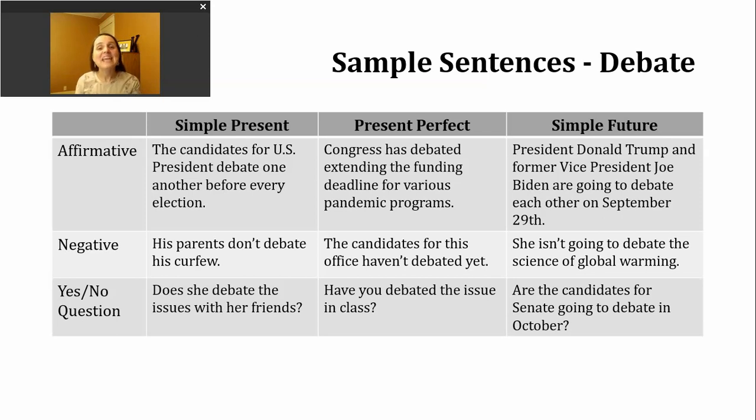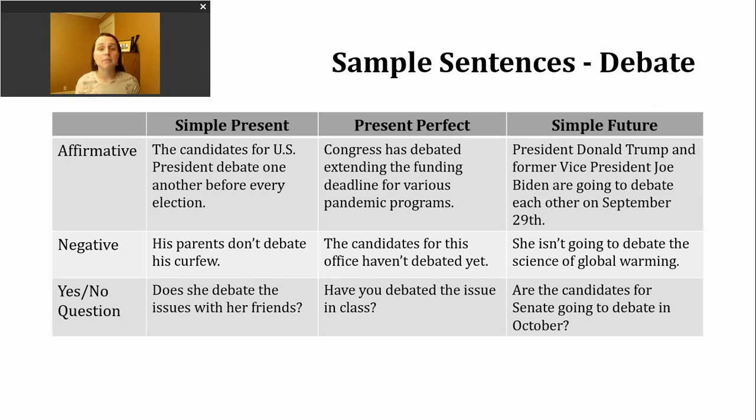Okay? If I want to make a yes or no question in the simple present, I can start with do or does, depending on my subject, which comes next, and then we'll have the base verb. Here's an example. Does she debate the issues with her friends? Next, let's take a look at present perfect.